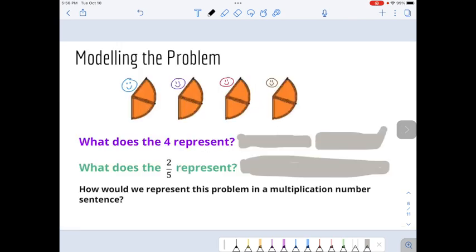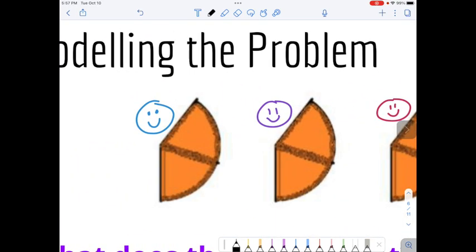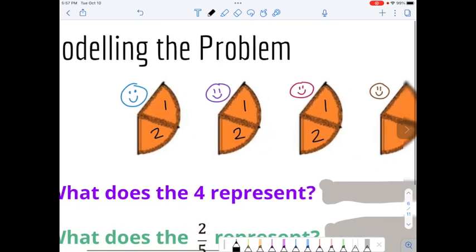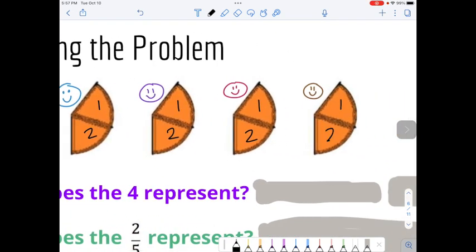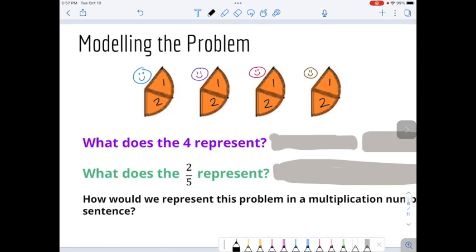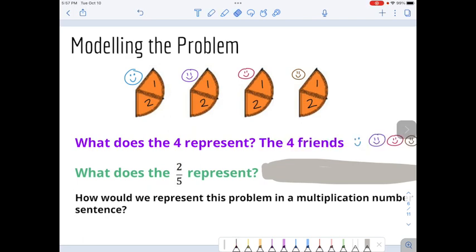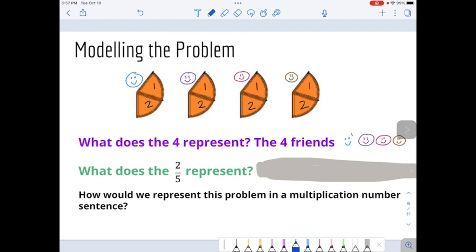Here we go. I'm going to model this problem. I'm going to say friend 1 in blue gets 2, 1, 2. Friend purple gets 2. Friend red gets 2. Friend brown gets 2. So going back to this problem, right? Looking at this picture, what does the 4 represent? It represents the 4 friends. In this case, in my picture, the smiley faces, right? You'd be smiling too if you got pizza, right?